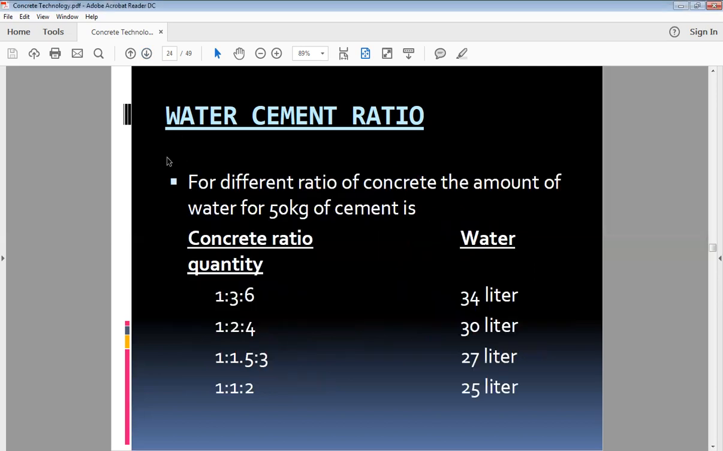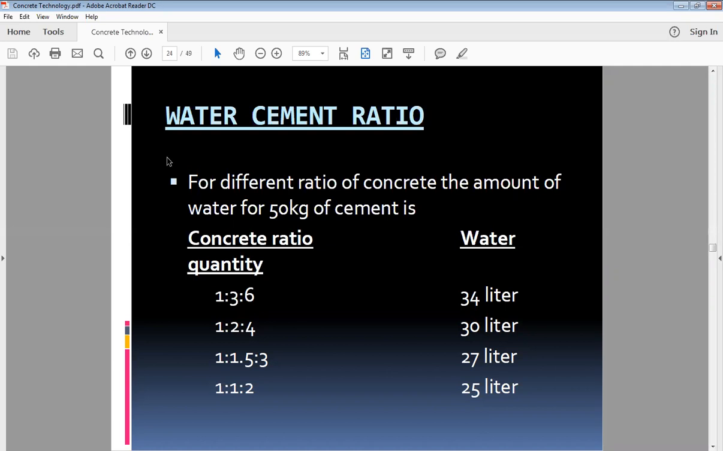So here you can see some assumptions based on the different grades of cement. As you can see, 136, 124, 153, 112. Corresponding to these grades of cement, the water quantity will be 34 liters, 30 liters, 27 liters, 25 liters. These are based on 50 kg of cement.